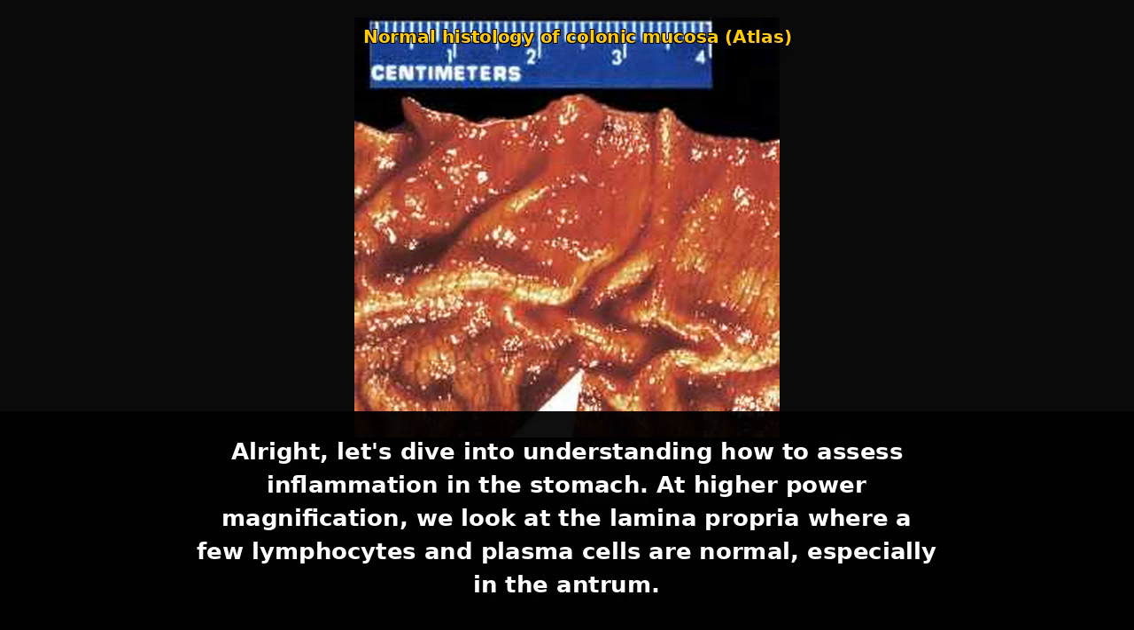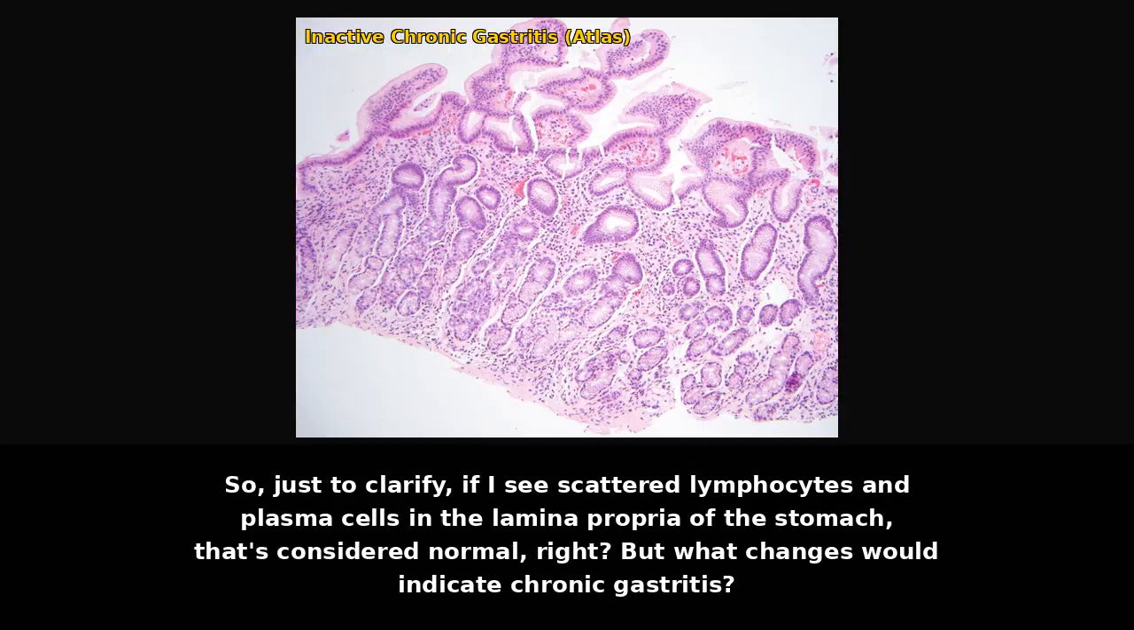All right, let's dive into understanding how to assess inflammation in the stomach. At higher power magnification, we look at the lamina propria, where a few lymphocytes and plasma cells are normal, especially in the antrum. So just to clarify, if I see scattered lymphocytes and plasma cells in the lamina propria of the stomach, that's considered normal, right?